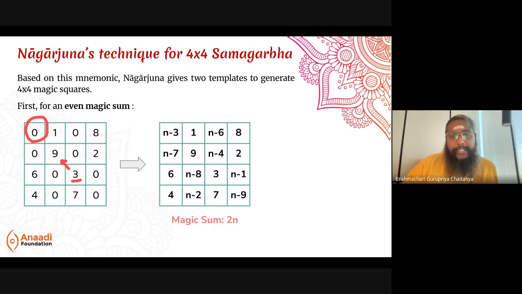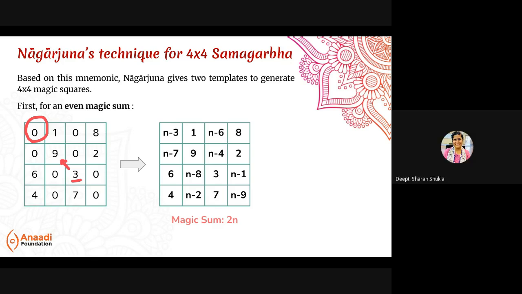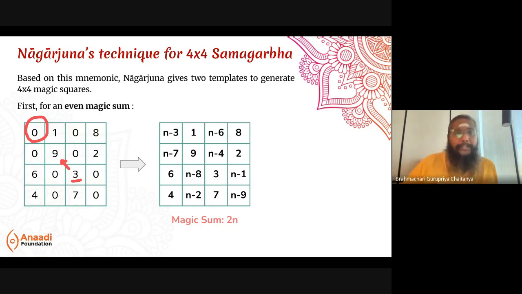Sorry, Ji. Can you say which column, which row? Why not start from the 0? Why start from the... No. See, we are following what Nagarjuna is saying, not our own idea of what it is. So Nagarjuna is saying first form this and then start with each number.